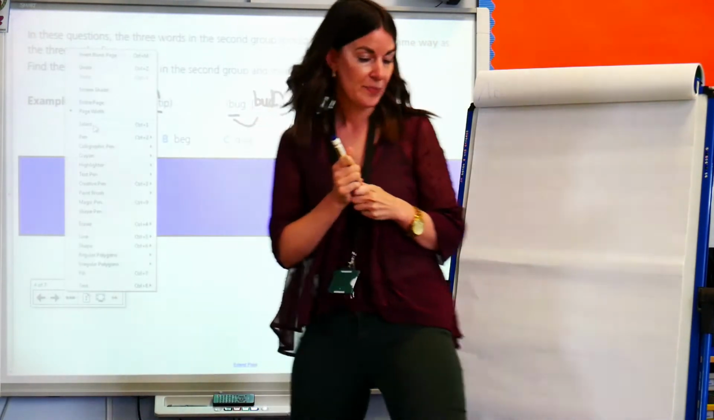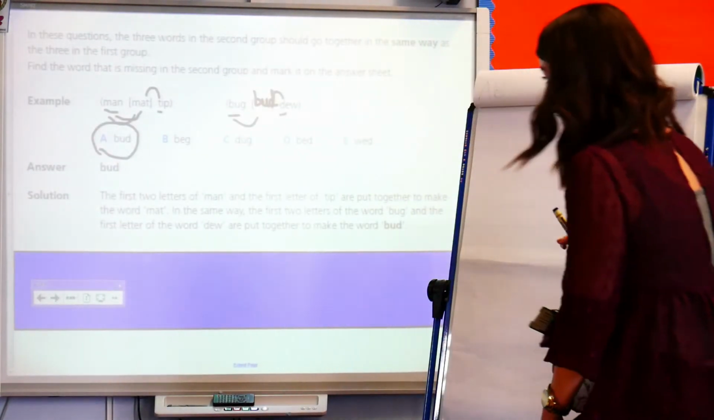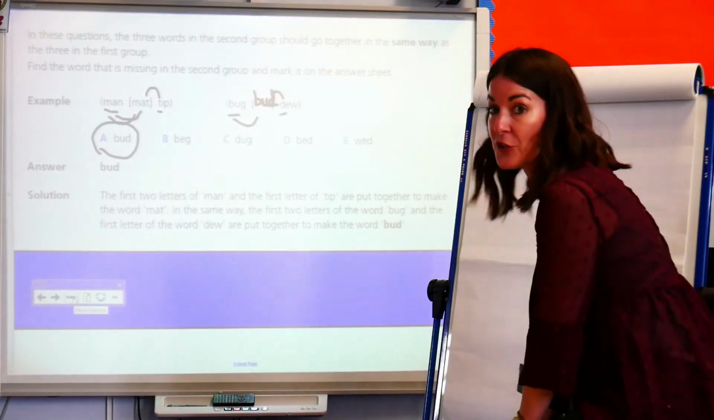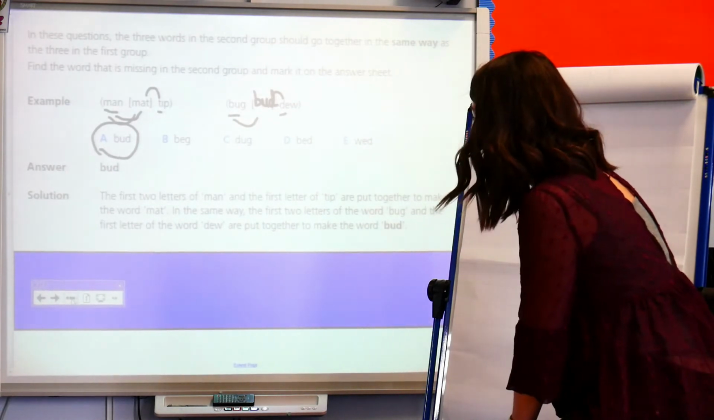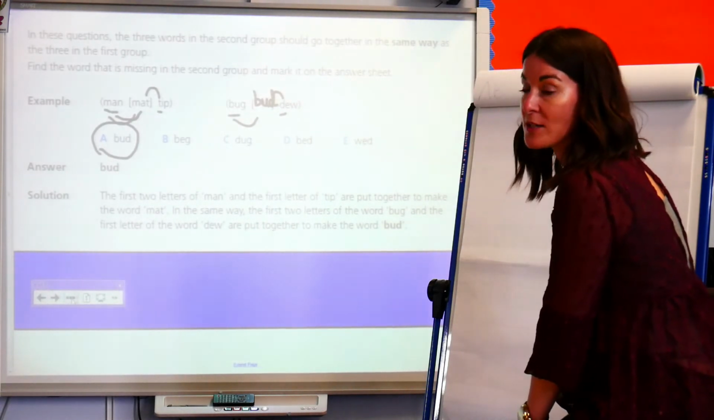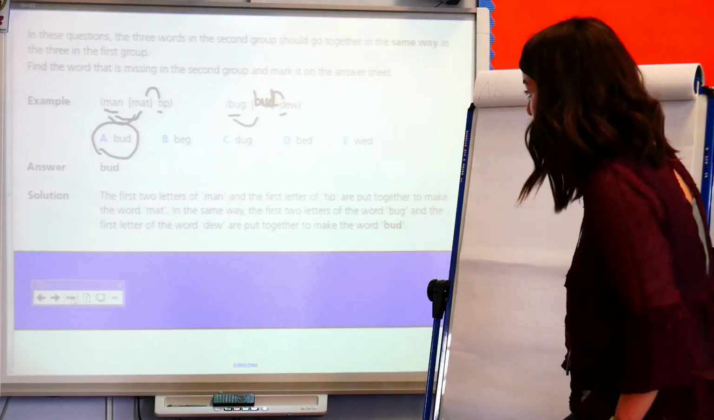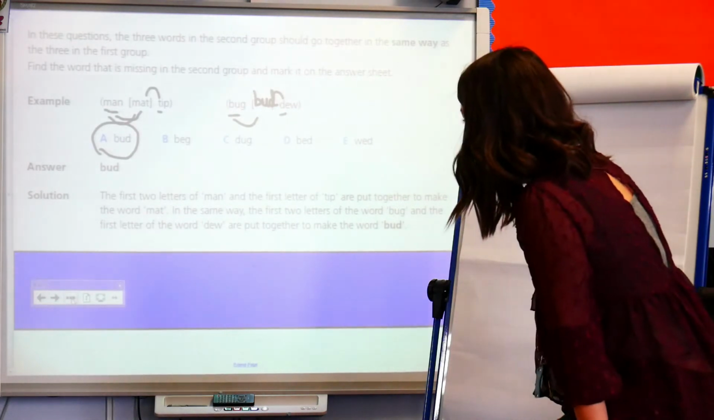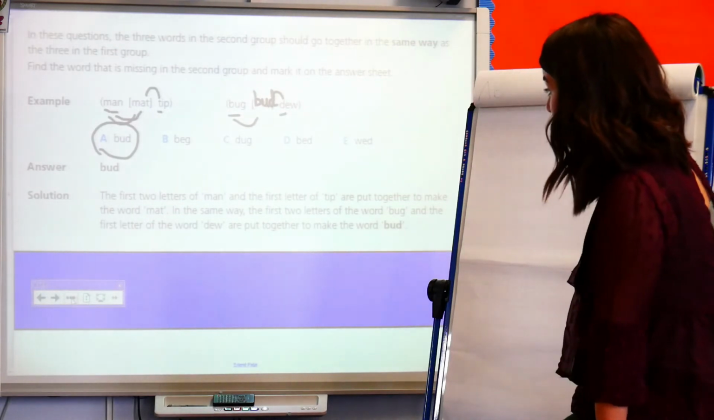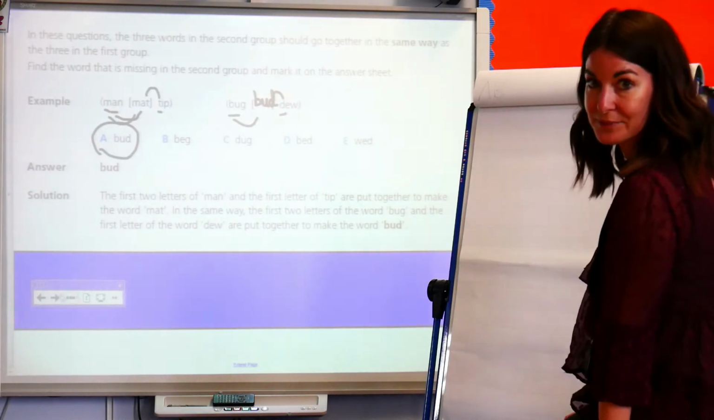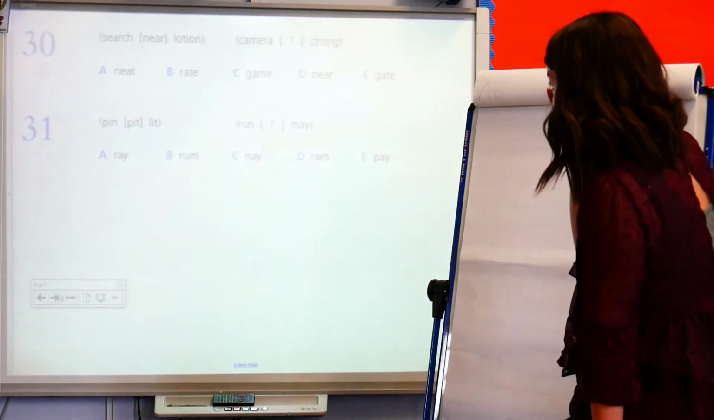Let's look at the solution they give us. The first 2 letters of man and the first letter of tip are put together to make the word mat. In the same way, the first 2 letters of the word bug and the first letter of the word jug are put together to make the word bud. Okay? So let's move on.